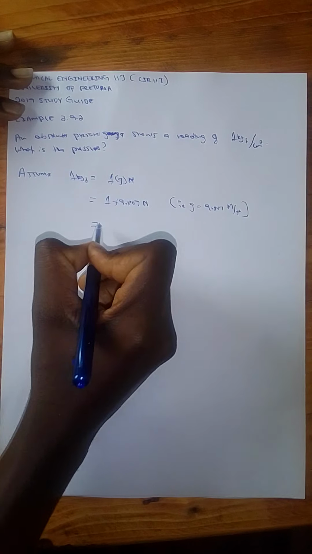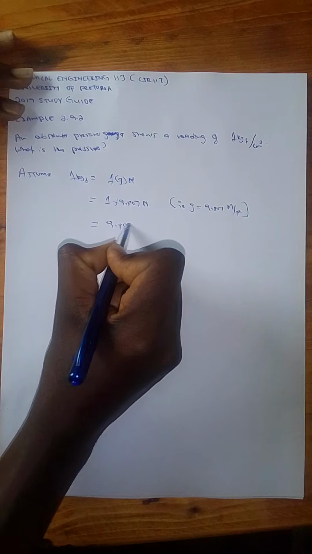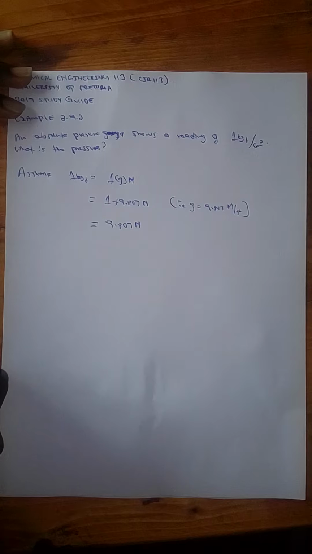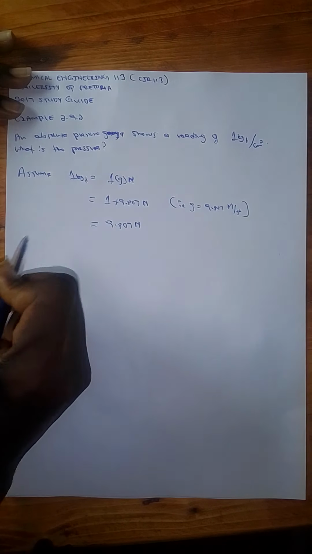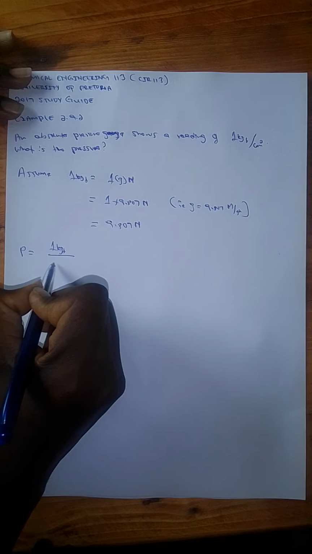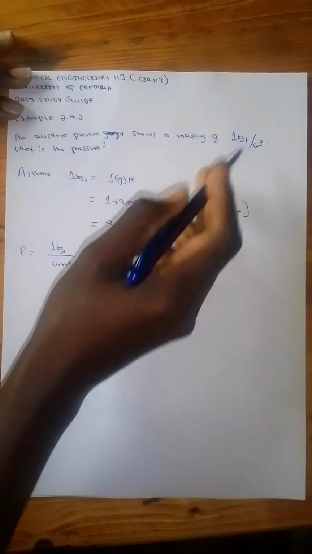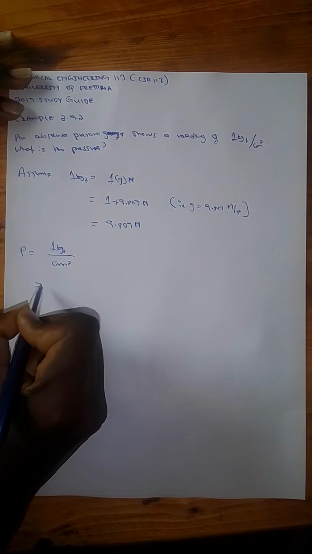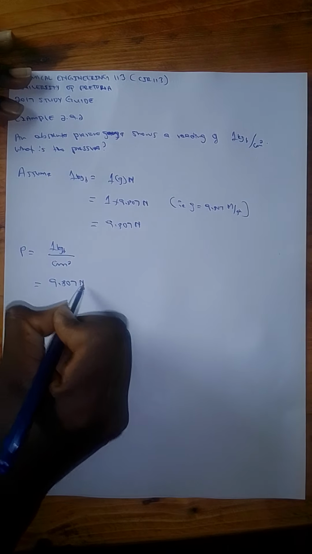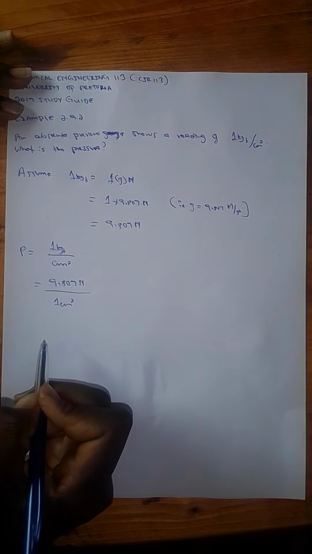Now that means our 1 kilogram force would be 9.807 newtons. So that is actually a 1 kilogram force. Now the question says, what is the pressure? We can continue to say P equals 1 kilogram force per centimeter squared. So that is what we are given. Now we need to know what this is, so we can continue to say this. We have calculated it. It's 9.807 newtons all over 1 centimeter squared.